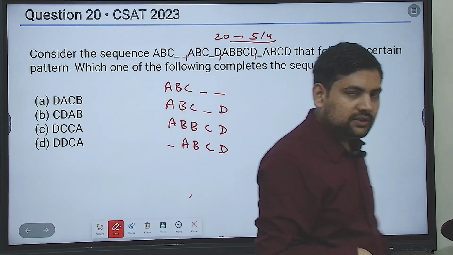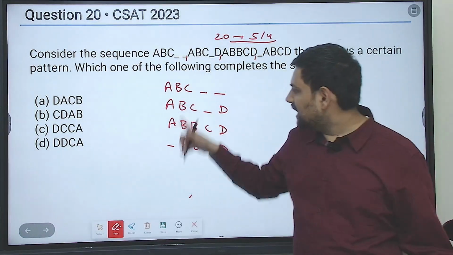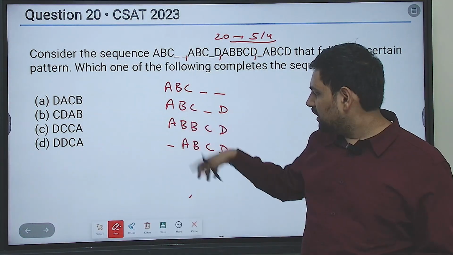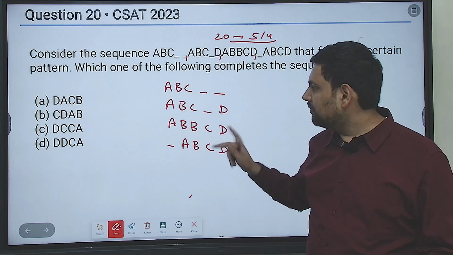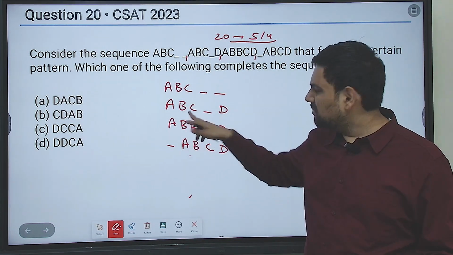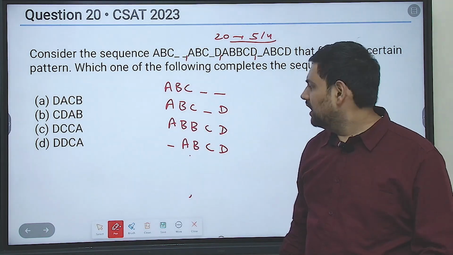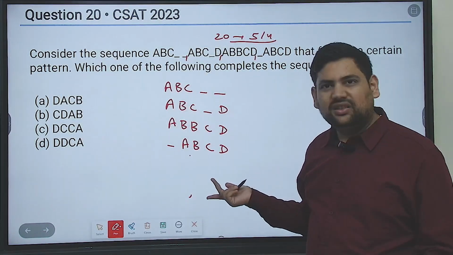Okay, now can they be made exactly same? No. Correct. Here you have A, here you have B. Can they be made alternatively same? No. A and B, you cannot make them alternatively same. Can they be made up of same letters? Very difficult. Correct.